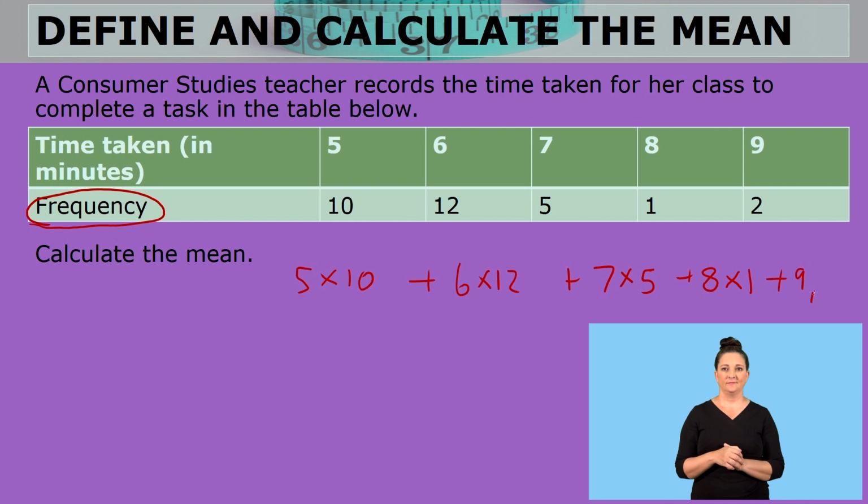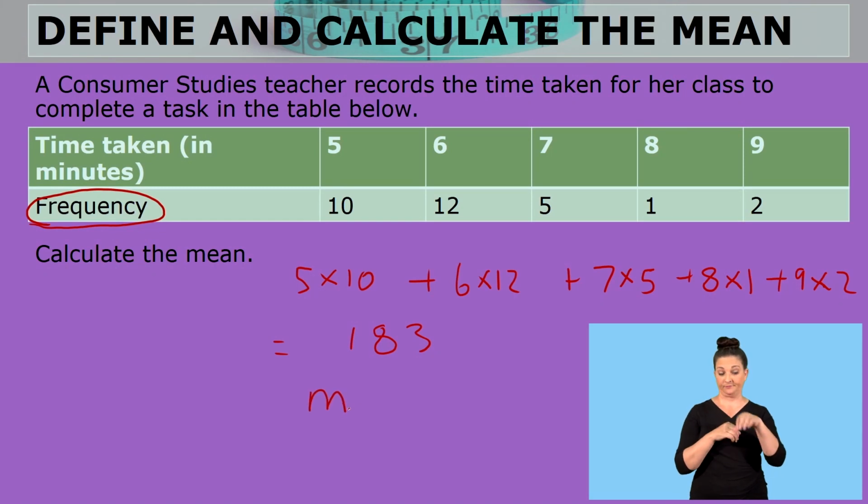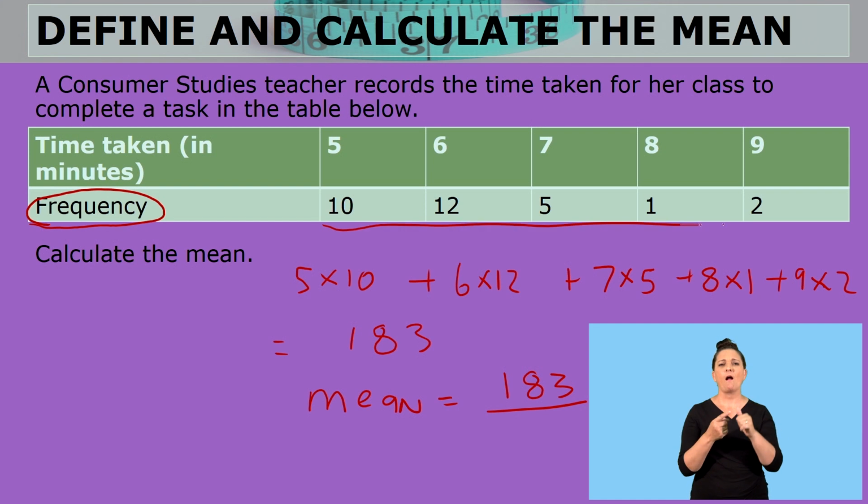That gives me 183. Then I'll total the frequency to get the bottom of my mean, and we can get the answer. So the mean calculation is then 183 divided by my total for frequency, all of those numbers. That gave me 30, and I get an answer of 6,1.